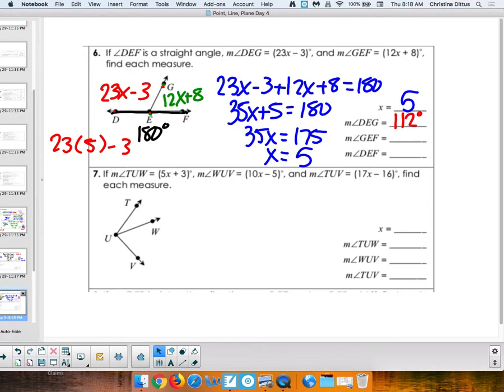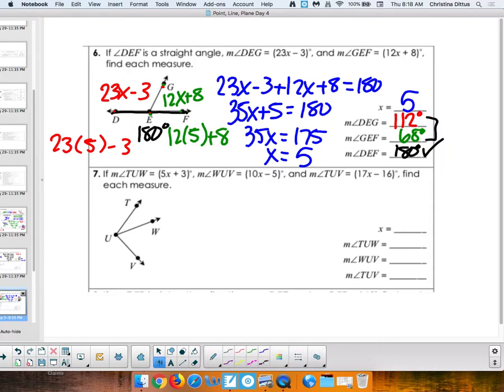GEF is what color? Green. 12 times 5 plus 8 gives me 68. DEF, I already know what it's supposed to equal. What's it supposed to equal? 180. How can I check? Add these two. Do I get 180? Good. So I know it's supposed to be 180, and it is indeed 180. Okay, how are you feeling? Good.